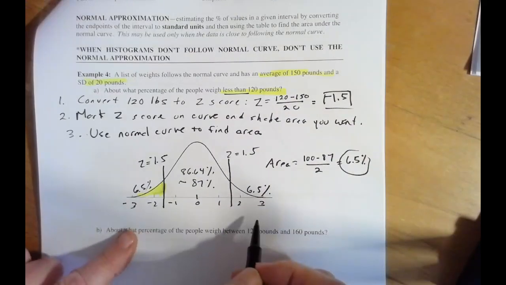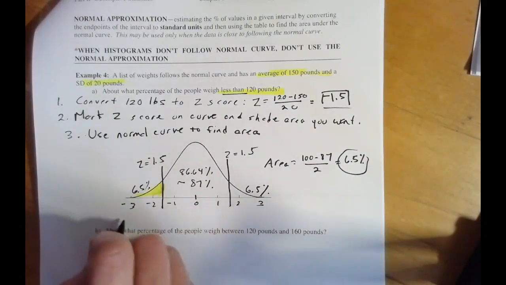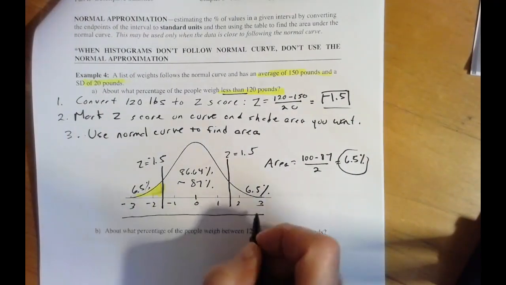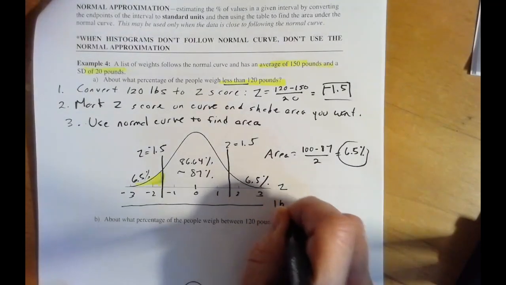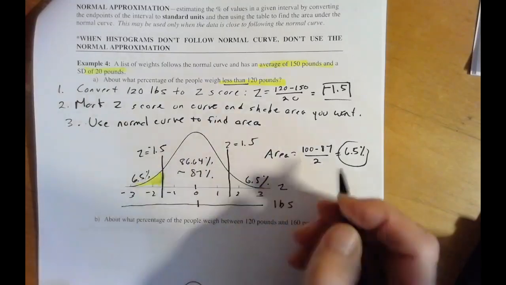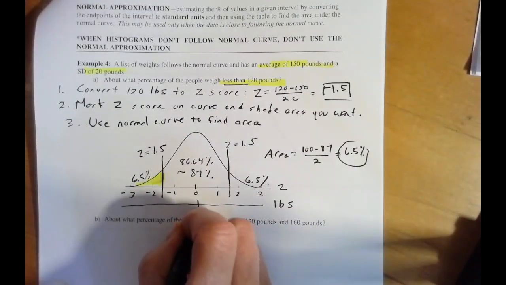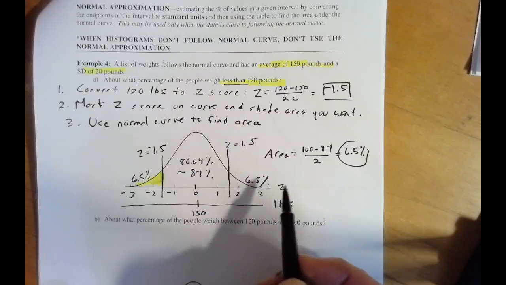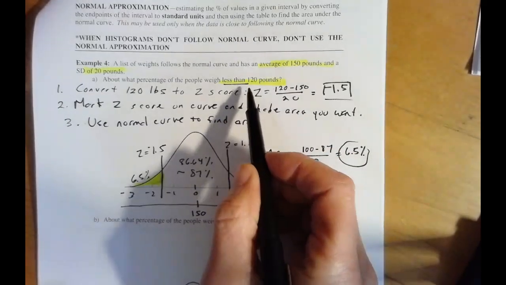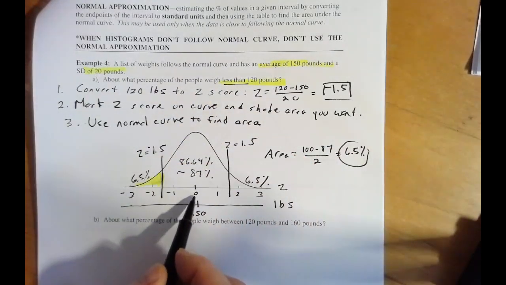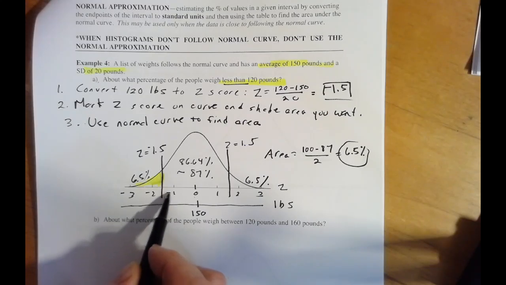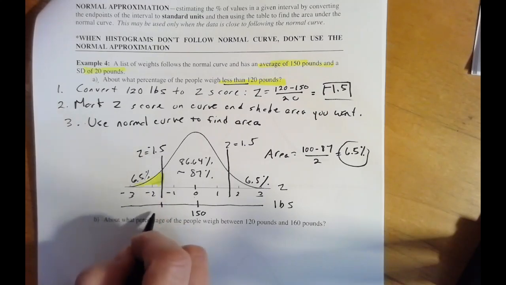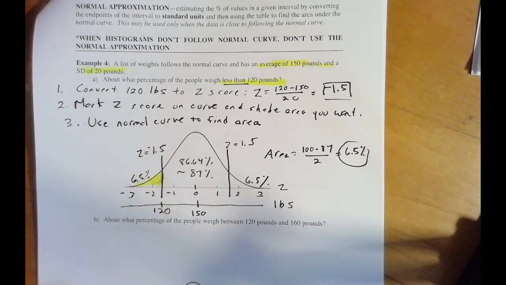Now let's make sure that this makes complete sense. So here's our z-score here, and here's our values, pounds. Right in the middle, our average is 150. And our standard deviation was 20. So if we go down one standard deviation, that would be down 20 pounds. That would be 130. And then another half would be another 10 pounds. And that's where 120 lines up here.